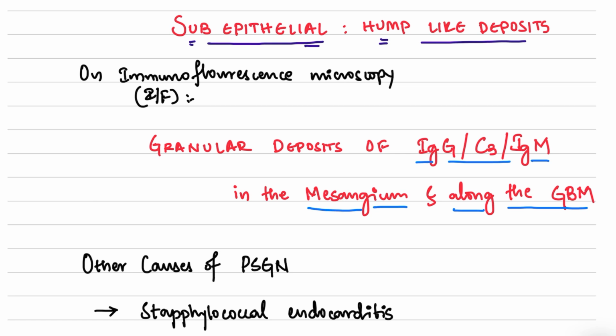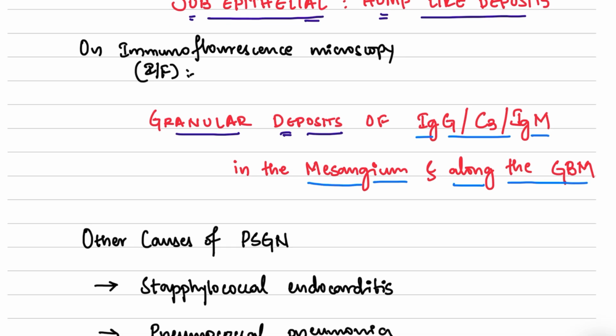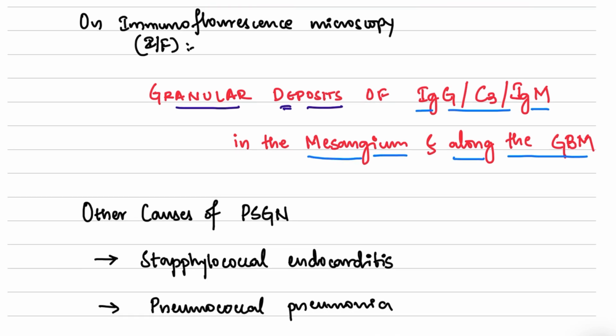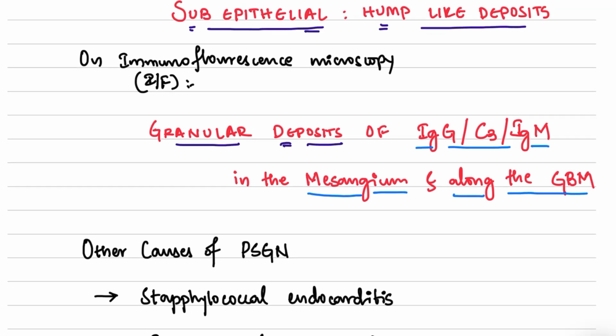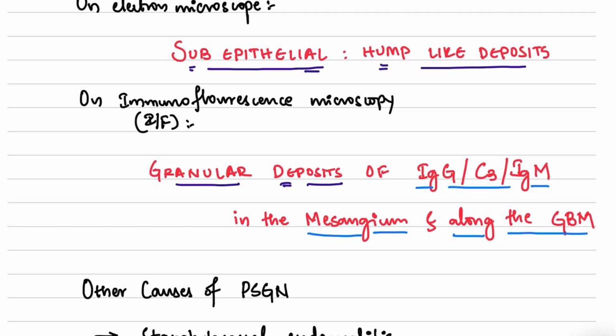So on immunofluorescence, what do we have? On immunofluorescence, we can see granular deposits of IgG, complement 3 and IgM in the mesangium as well as along the glomerular basement membrane. On electron microscope, we have subepithelial hump-like deposits. So these two are important questions.